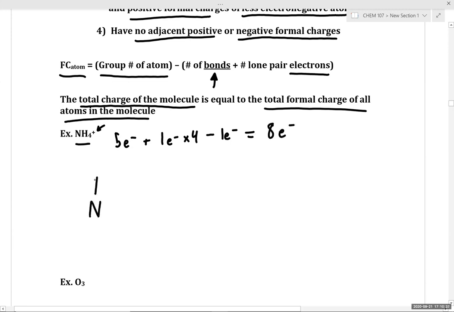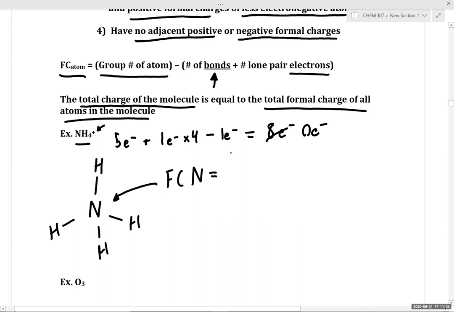We place nitrogen in the center, and we surround it with our 4 hydrogens and form 1 bond each. We have 0 electrons remaining. Now, let's calculate the formal charge for nitrogen. Formal charge is calculated for each atom individually. So we're calculating the formal charge of this nitrogen right here in the middle.